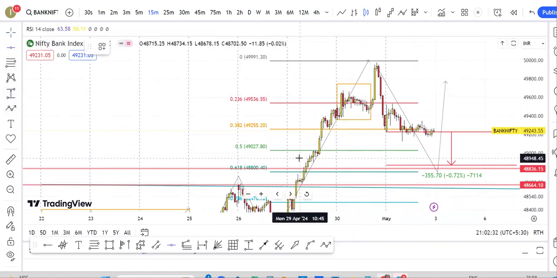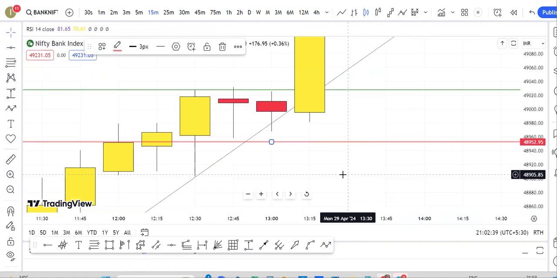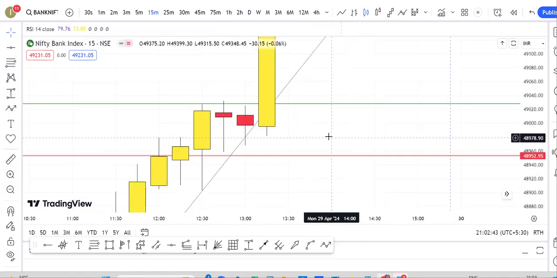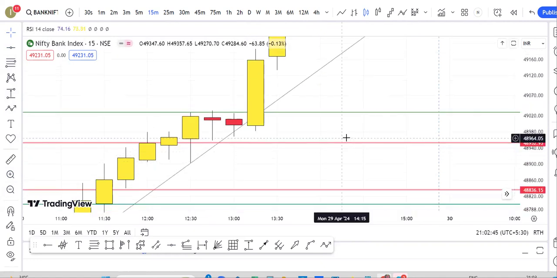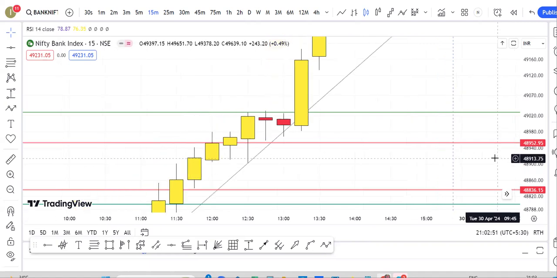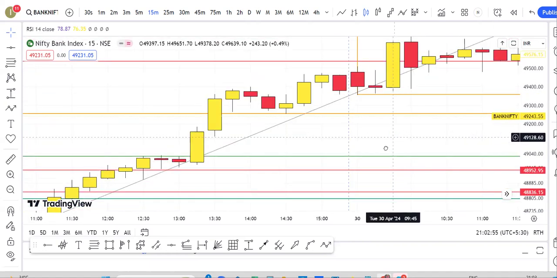There is a level over here because the market, after running up, has halted. Halted means there are two red candles over here, you can see. So there is a level. This level is also important. They may halt around 48,950. This is how you should practice.